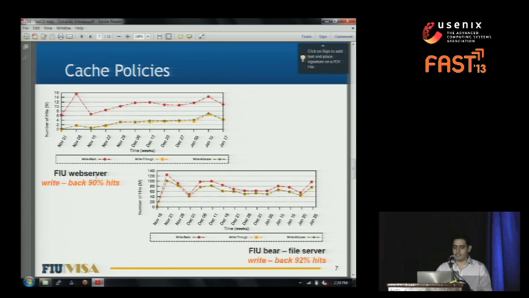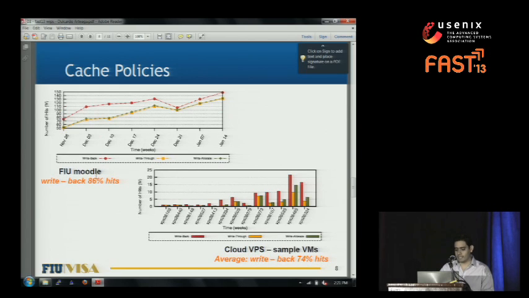Then we evaluate the cache policies. We evaluate a write-back policy, a write-through with allocation, and write-through without allocation. Write-back presents the highest hit ratio because it saves all of the writes. For write-intensive workloads, write-back is way better than the other two. But in workloads where the reads are considerably high, it's very close. We can see the same thing with the Moodle web server and the CloudBPS virtual machines. So the hit ratio varies.